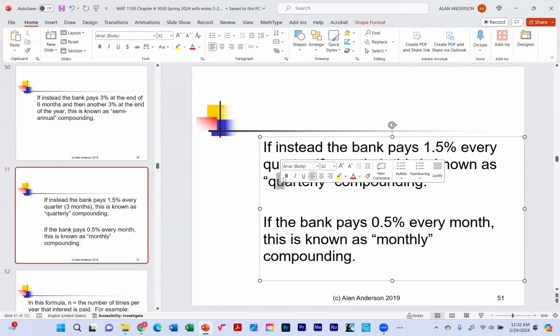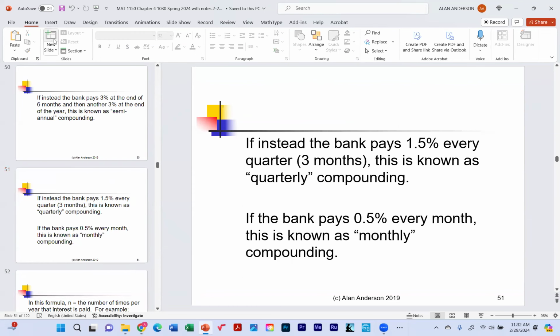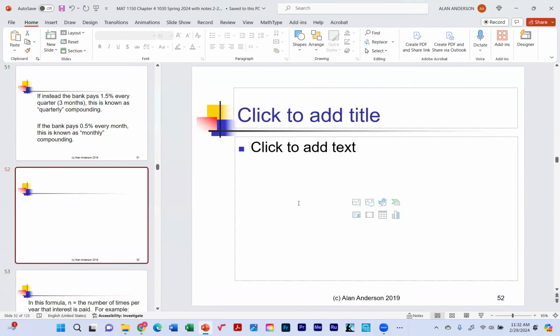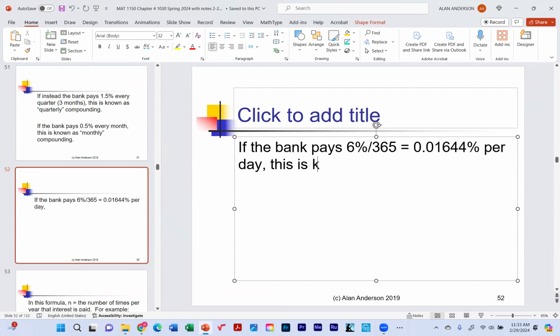And then finally, what about this? If the bank pays 6% divided by 365. Oh my God, what is that? Hold on 1 second. That would work out to 0.01644% per day. This is known as daily compounding.